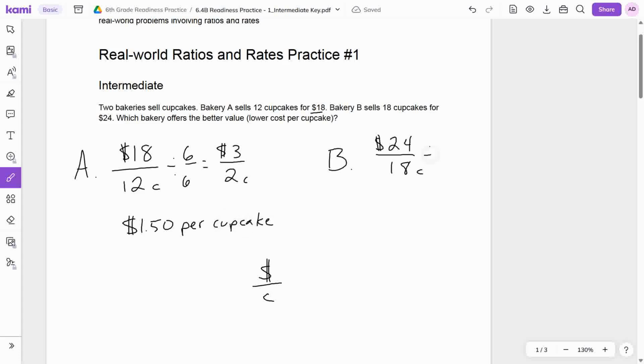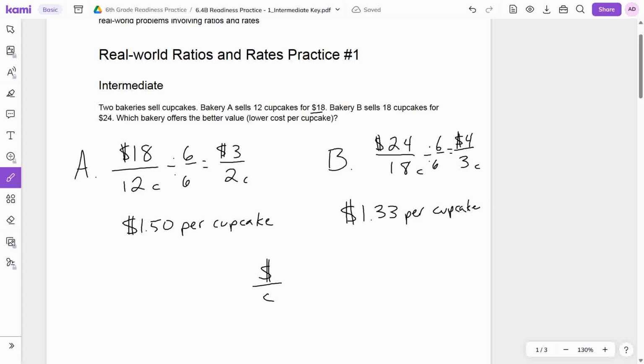Now I could divide these by, let's see, I can do sixes, right? And that's going to get me $4 and that's going to give me 3 cupcakes. Okay, so I need to divide up. And really what that's going to get me is $1 and then 0.33333 because that's 1 1/3. So that's going to be rounding to the nearest hundredths place, $1.33 per cupcake.